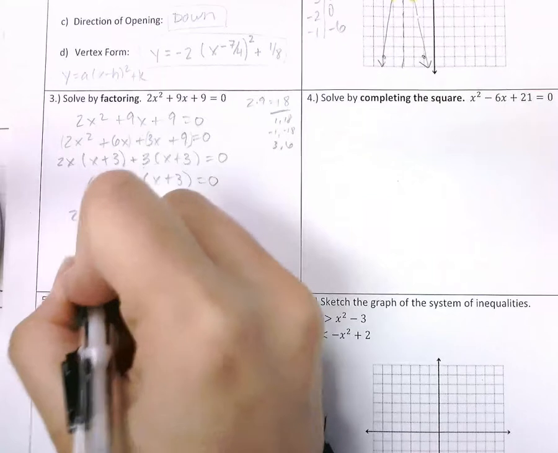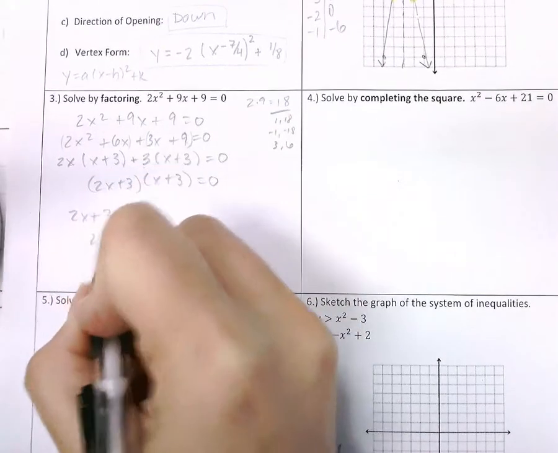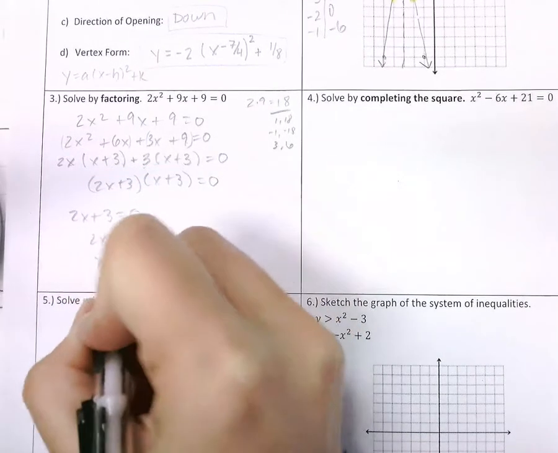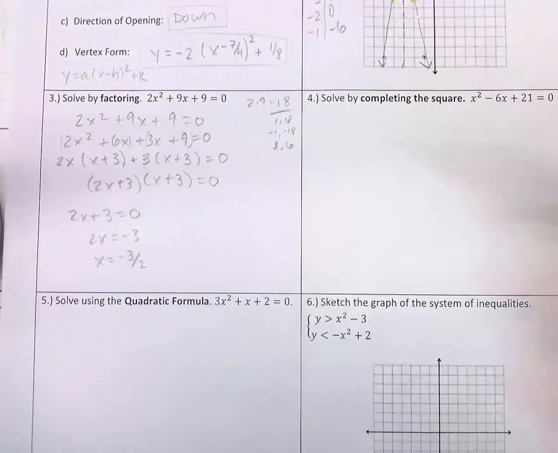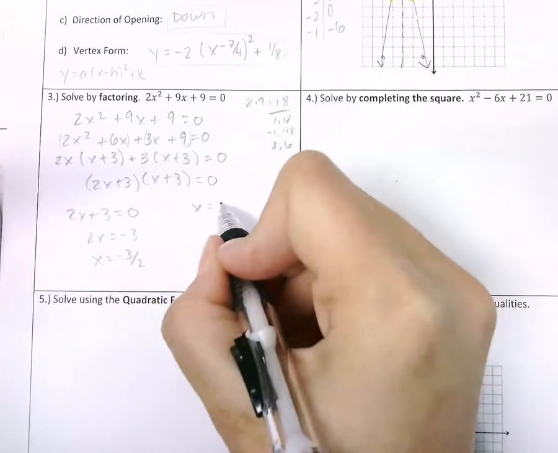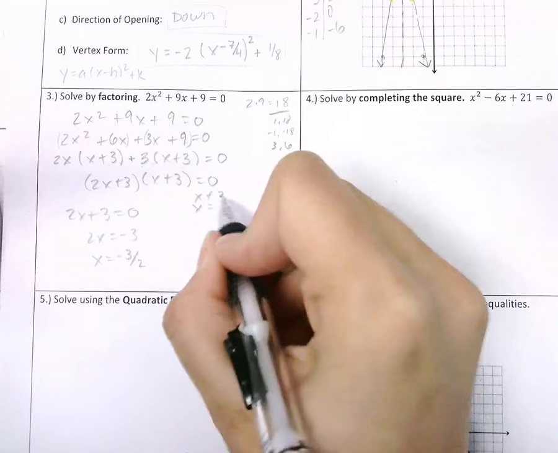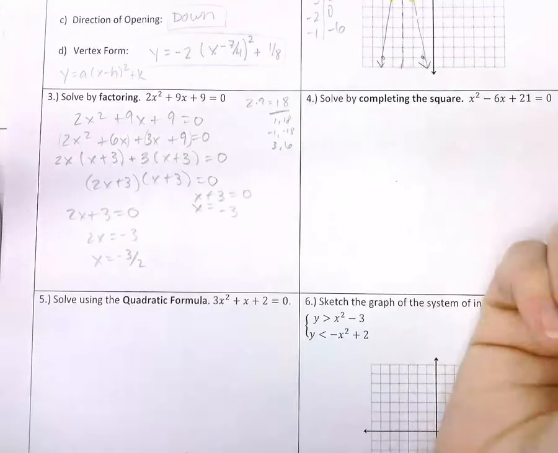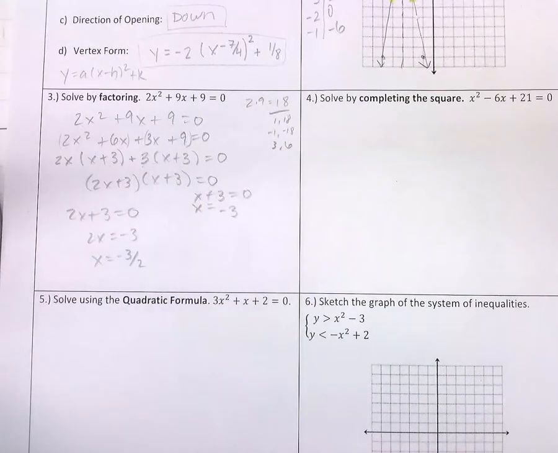Then you take your factors and you set them equal to 0 and solve. So you get -3/2 and -3. This is the first time I've actually done math properly.